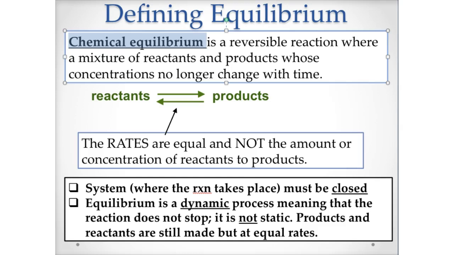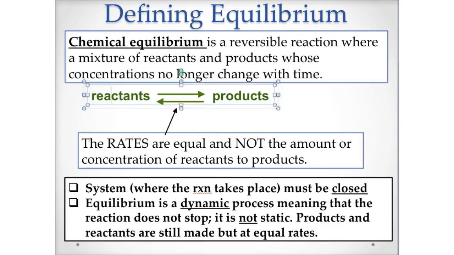So let's say you have a bunch of reactants and no product. You're going to start to make some product, and then some of this product goes back to the reactants until the concentrations become constant. They no longer change with time. What these double arrows mean is that the rates are the same, not the concentration. So the concentration will remain constant, but not the amount.